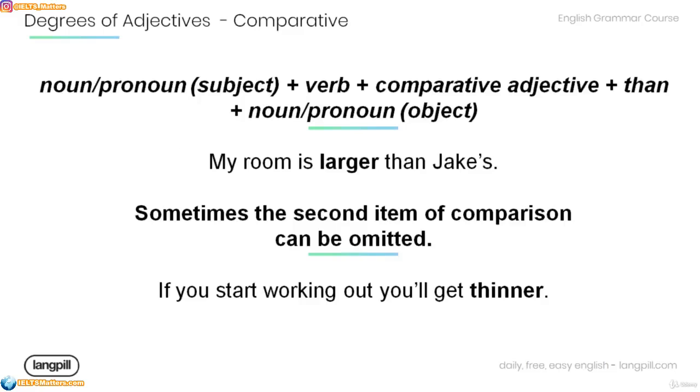Now, to form a comparative sentence, we use the following formula. Noun or pronoun as the subject, plus verb, plus a comparative adjective, plus than, plus noun or pronoun as the object of the sentence. Have a look at the example below. My room is larger than Jake's. My room, being the subject, is verb, larger, comparative adjective, than Jake's, the object.